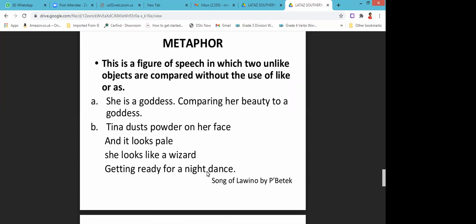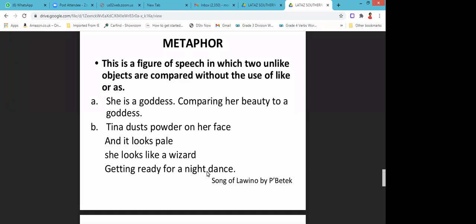Thereafter, we have the metaphor. What is a metaphor? It is a figure of speech in which two unlike objects are compared without the use of like or as. For example, she is a goddess. The beauty that she has is compared to a goddess.